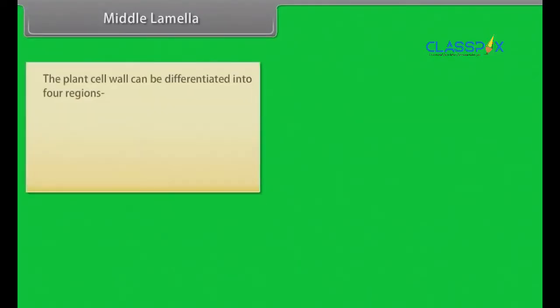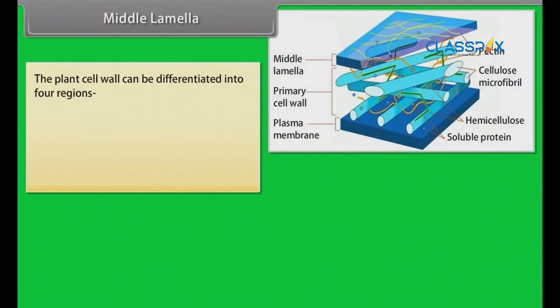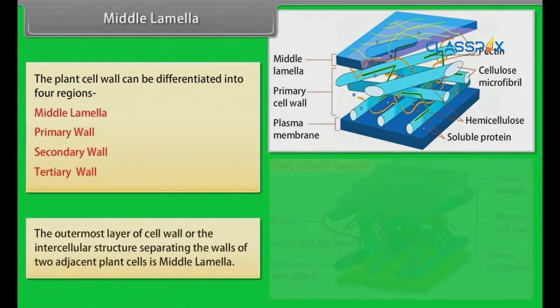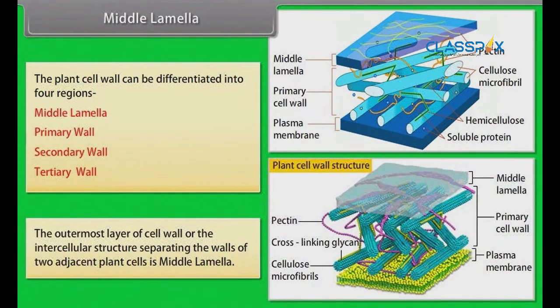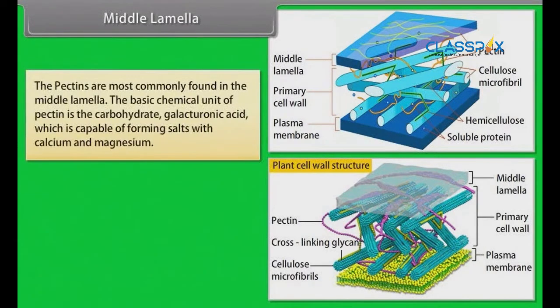Middle lamella. The plant cell wall can be differentiated into 4 regions: middle lamella, primary wall, secondary wall, tertiary wall. The outermost layer of the cell wall, or the intercellular structure separating the walls of two adjacent plant cells, is the middle lamella. The pectins are most commonly found in the middle lamella.